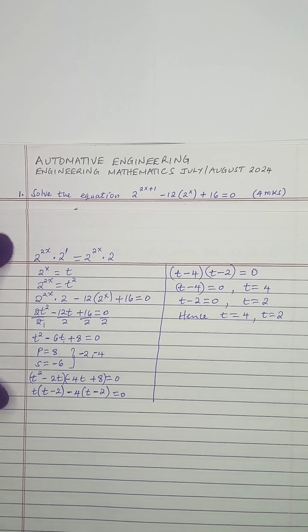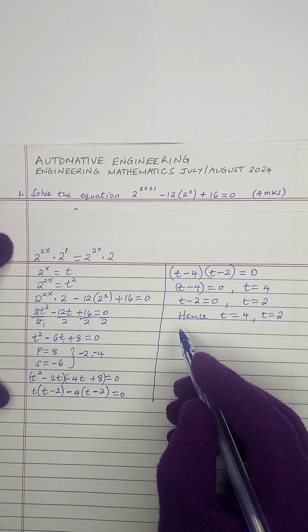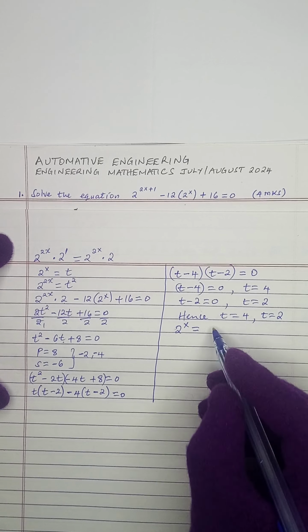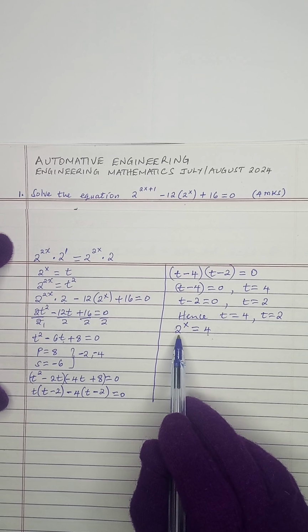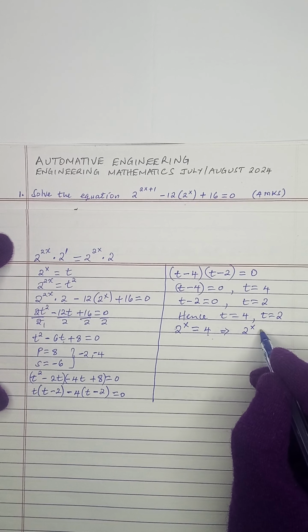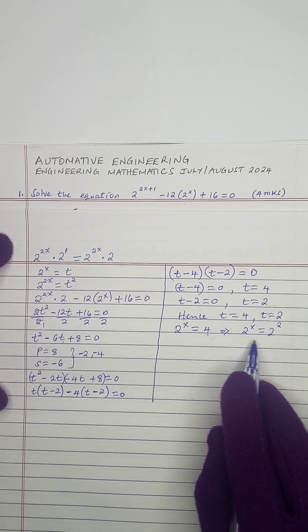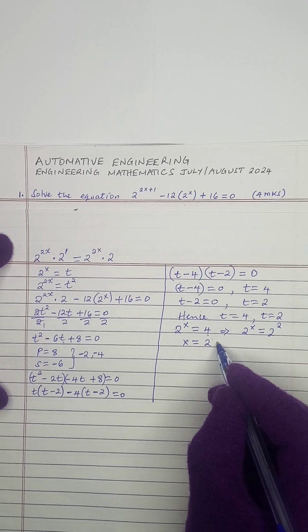But remember, we were not asked to look for t. What we are looking for is x. So bring it back. We say 2^x is equal to t, which is equal to 4. So what we need to do here is write this 4 to the base of 2. So we will have 2^x being equal to 4, which is 2 squared. So we therefore ignore the bases and say our answer, the value for x is equal to 2.